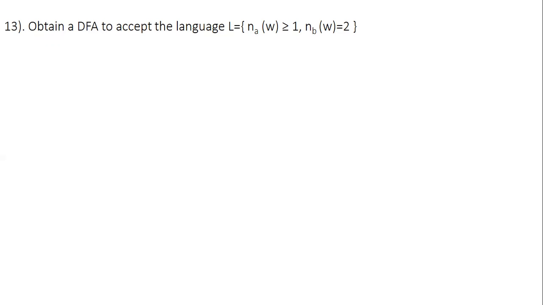Number of A's in this particular string W should be greater than or equal to 1, and this states that the number of B's inside this W is equal to 2 exactly. So here the number of A's should be 1 or more, minimum 1, maximum n number. But the number of B's should be equal to 2. If it is less than 2 also, it will be rejected.